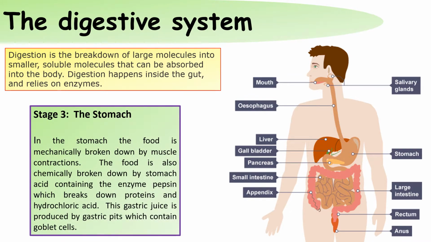Once the food enters the stomach, it is mechanically broken down by contractions of the stomach wall. The stomach also produces gastric juices. Gastric juices contain hydrochloric acid, which lowers the pH, and the enzyme pepsin. The enzyme pepsin breaks down proteins into amino acids. The gastric juices in the stomach are produced by gastric pits, which contain goblet cells.